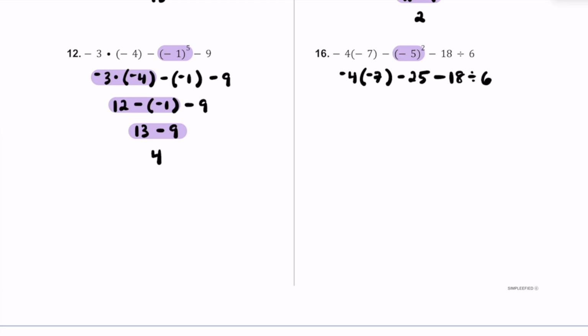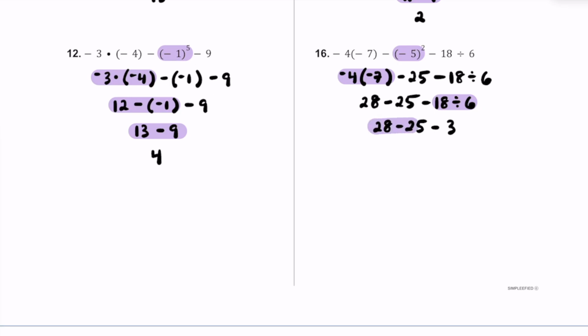Now, out of this 1, 2, 3, 4 different operations, we have multiplication and division tied to go next. Let's do the multiplication because it comes first, left to right. -4 times -7 is +28. So we have 28 minus this 25 minus 18 divided by 6. Now, out of these operations, that division is going to go next here. That's just 18 divided by 6. So we have 28 minus this 25, and then minus 3, since 18 divided by 6 is equal to 3.